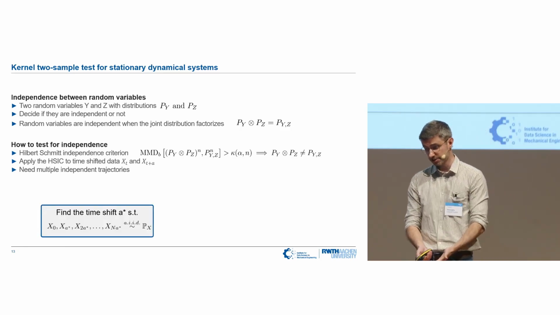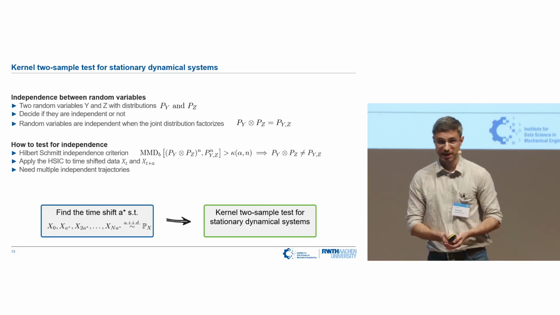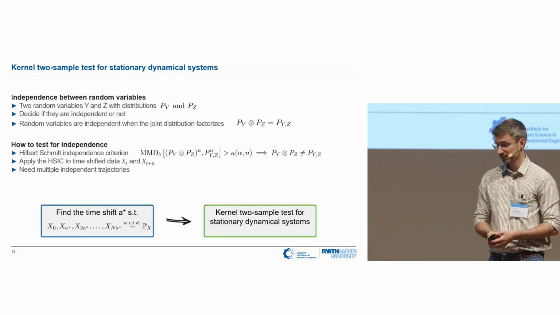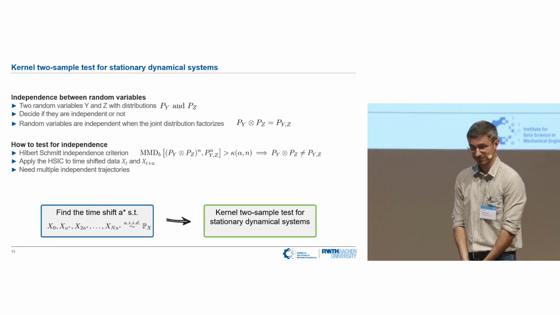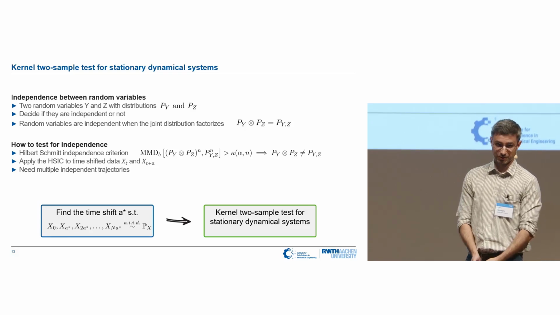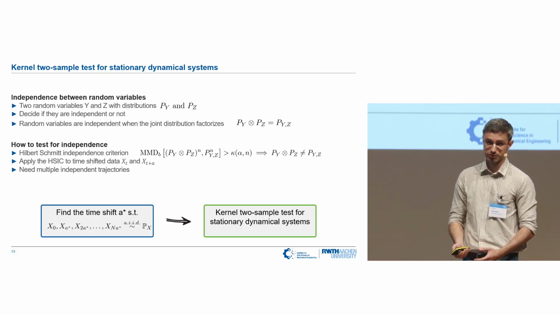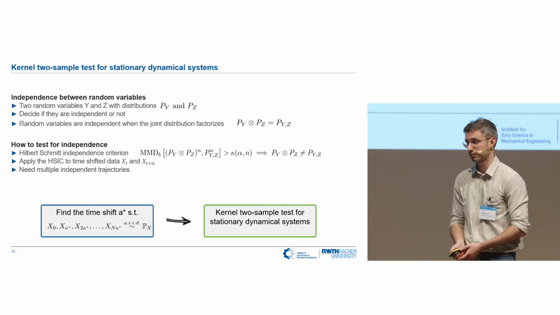So once we have this, we can use the standard kernel two-sample test results, and then we get a kernel two-sample test for stationary dynamical systems, which is great. Now, this is another test that we've derived to implement the idea of event-triggered learning.